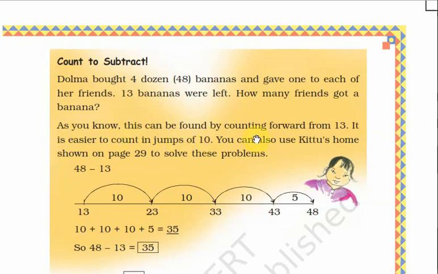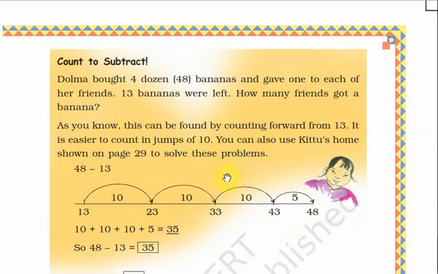As you know, this can be found by counting forward from 13. It is easier to count in jumps of tens. You can also use Kittu's home shown on page 29 to solve these problems. So, it can be calculated by counting forward from 13 up to 48. Otherwise, it is easier to count in jumps of 10 shown here. That is also another method. And you can also use Kittu's home. As we studied earlier, using Kittu's home we have done how to add and subtract. That can also help you to solve the problem.